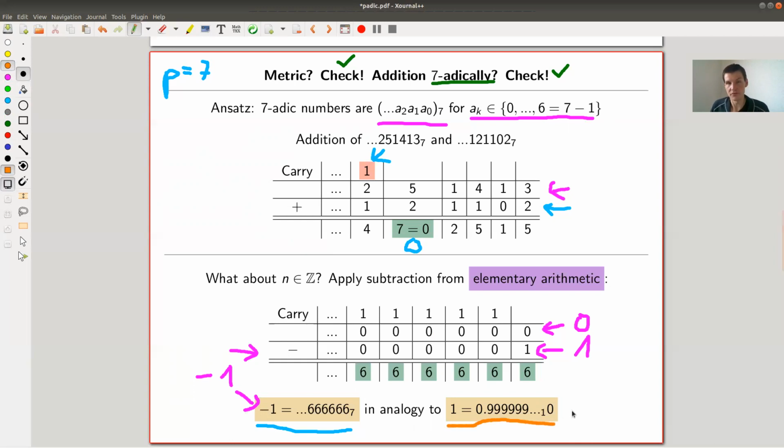If you write down decimal expressions of the usual numbers, you end up with this ambiguity that 1 is equal to 0.9999 and so on. Let's say base 10, whatever. And of course, they are the same. And this is kind of the same pattern, right? -1 is equal to this infinite sequence of 6s. This is really the analogy here.